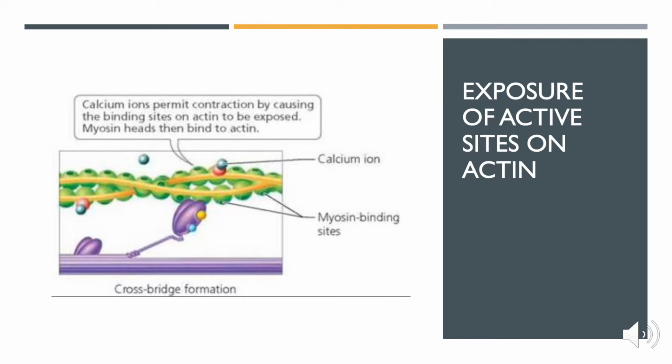When the calcium binds to the troponin, the troponin-tropomyosin complex changes shape and exposes the active sites on the actin filaments. The exposure allows the filaments to bind to the myosin head.